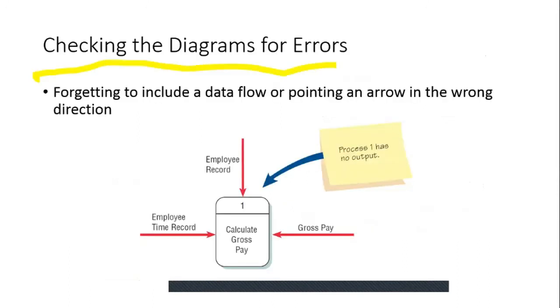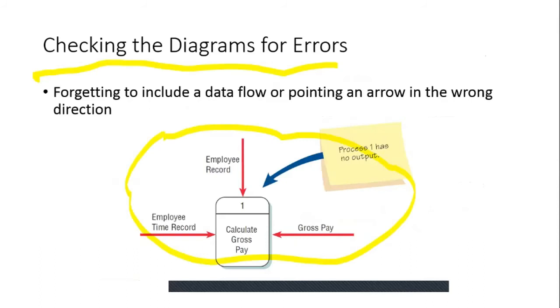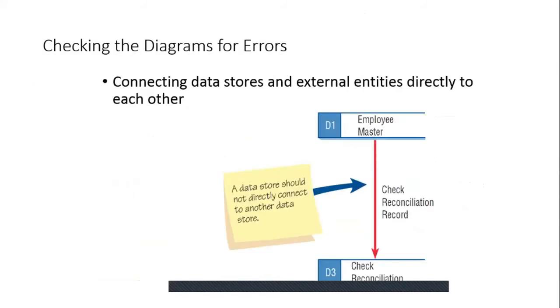Checking the diagrams for errors. In this data flow diagram, you can see that the process doesn't have any output. So it's a mistake. Here, one data store is connected directly with another data store, which is wrong.